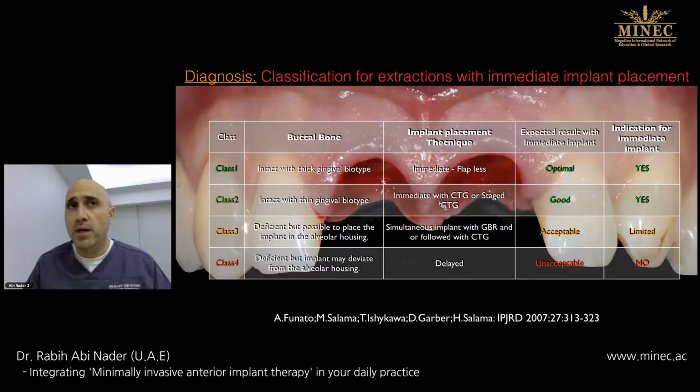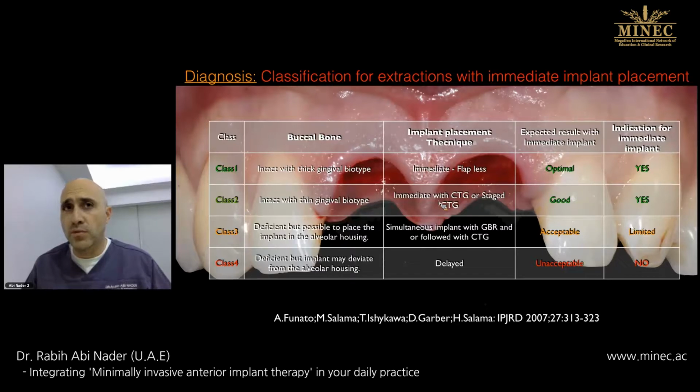When you have intact buccal bone, but the biotype is thin, it is still a very good outcome you can expect, but you might also think about a connective tissue graft, either at the same time or later on. When you have a buccal bone that is completely or partially deficient, but you can still place the implant within the housing of the alveolar ridge, then you can place it, but in that case you will probably have to do guided bone regeneration and a connective tissue graft.